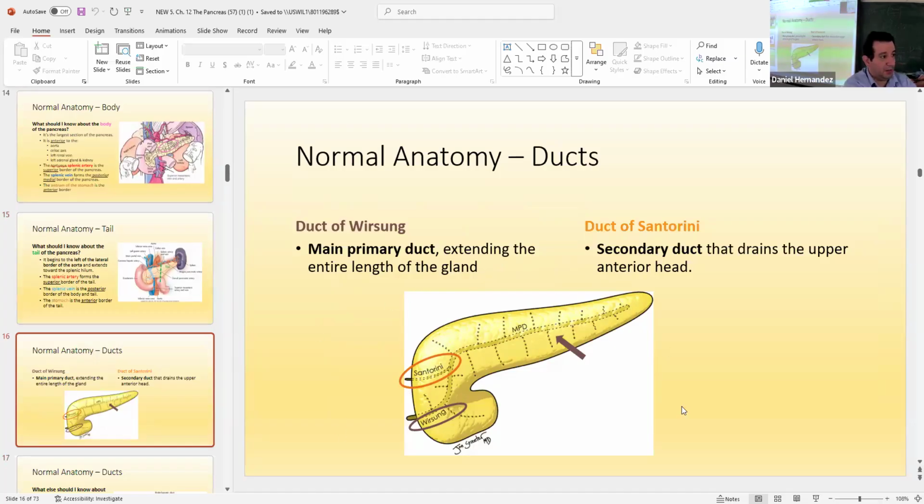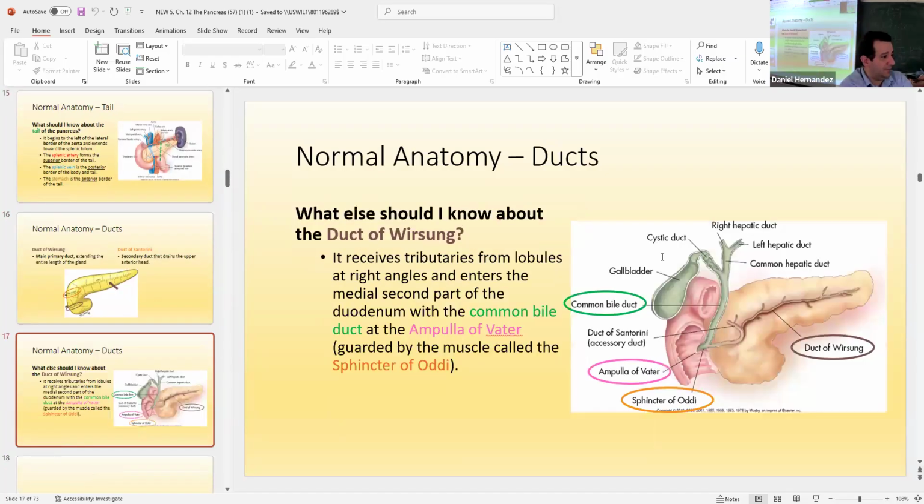Again, just be familiar with your anatomy for the ducts. Ductus Wirsung, main pancreatic duct, ductus Santorini. Familiarize where they come together: ampulla, sphincter of Oddi, common bile duct joins the main pancreatic duct at the ampulla where it drains into the second part of the duodenum there.